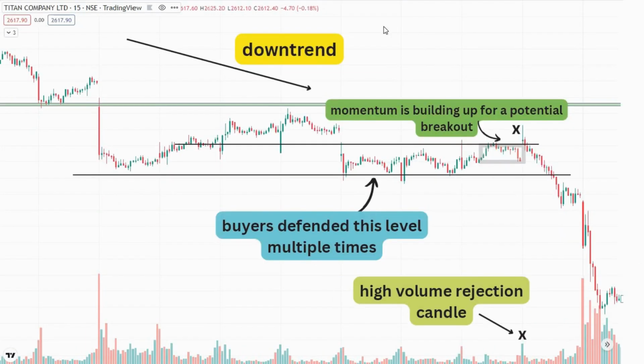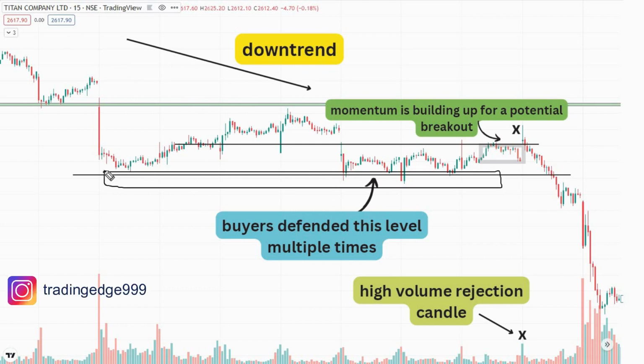See here, this is the chart of Titan company on 15 minutes time frame. Okay, see, Titan is in a downtrend. As you can see, prices are forming lower highs and lower low formation. Now what happened? At these areas, buyers stepped in the market and they tried to defend this level. Now see, they pushed the prices towards the upside.